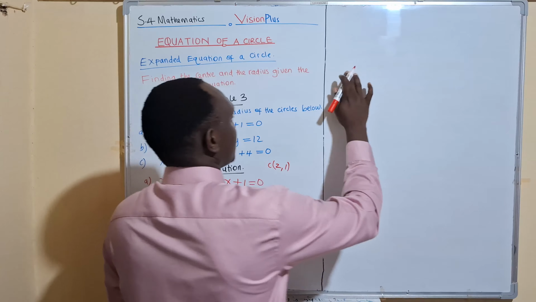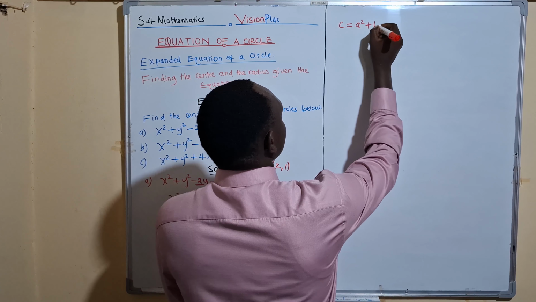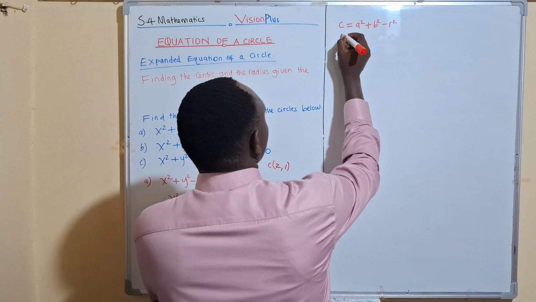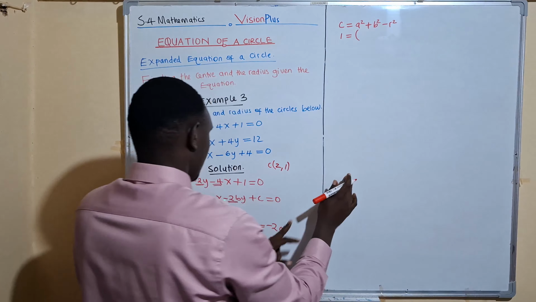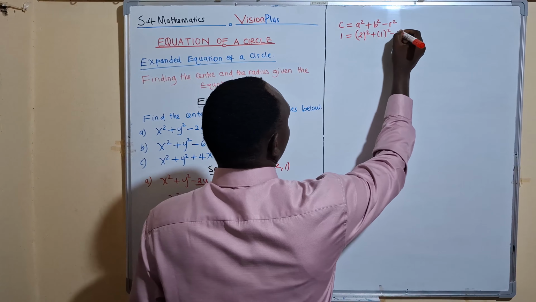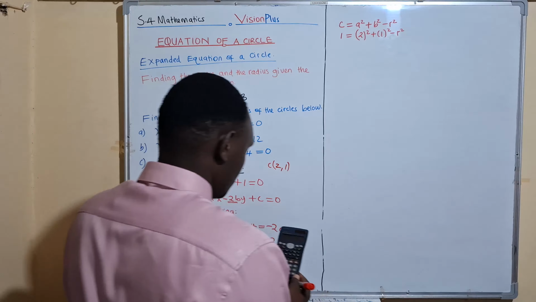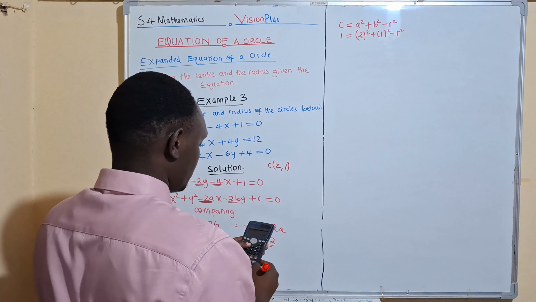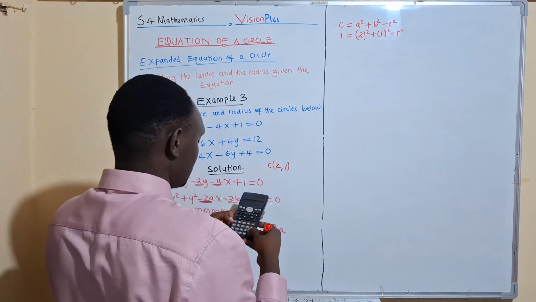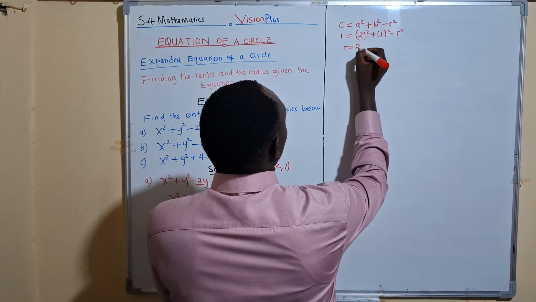And now for us to find r, we know that c is given by a squared plus b squared minus r squared. We substitute for c. C is 1 equals a is 2 squared plus b is 1 squared minus r squared. And then you work out and find the value of r. So I'm going to say 2 squared plus 1 squared is that. I take this to that side, so -1. So I'm getting my r as 2.